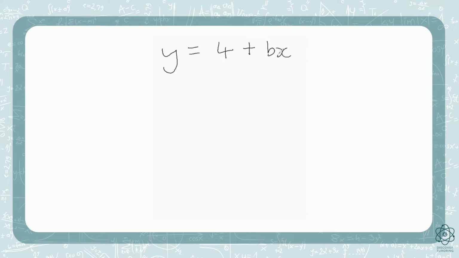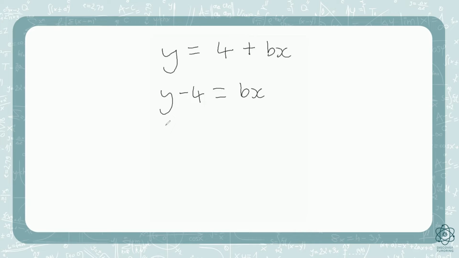So here we have b and x together, and we need to isolate x onto its own. So first thing we ought to do is get rid of this 4 to make it nice and tidy. So we have y, and this is a positive 4, so we need to take away 4 equals bx. Okay, so now what we need to do is get rid of the b, and because we're multiplying b by x, we need to divide both sides by b in order to isolate x.